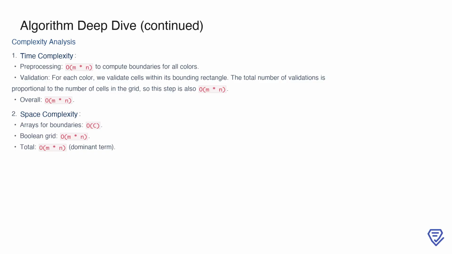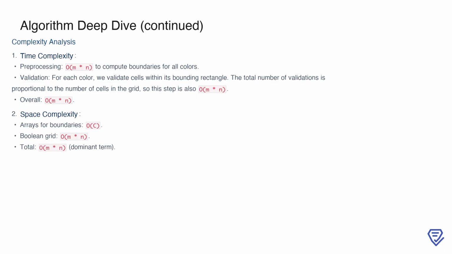Analyzing the complexity, we see that the algorithm is efficient. The pre-processing step, where we compute the boundaries for all colors, requires a single scan of the grid, which takes O(m*n) time. For validation, we check each cell within the bounding rectangle of each color. Since the total number of validations is proportional to the number of cells in the grid, this step is also O(m*n). Combining these, the overall time complexity of the algorithm is O(m*n).